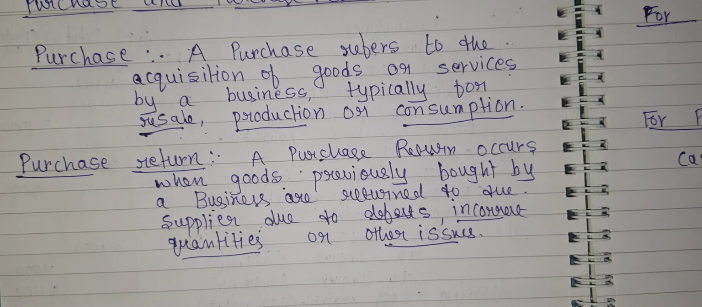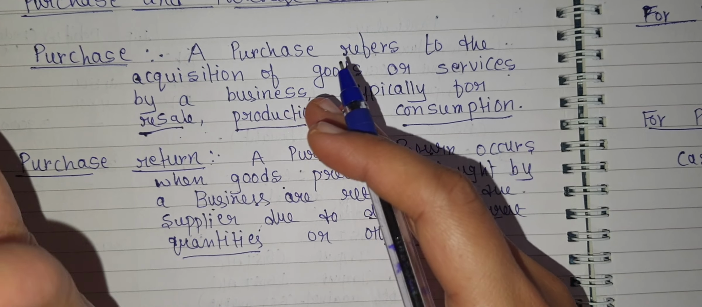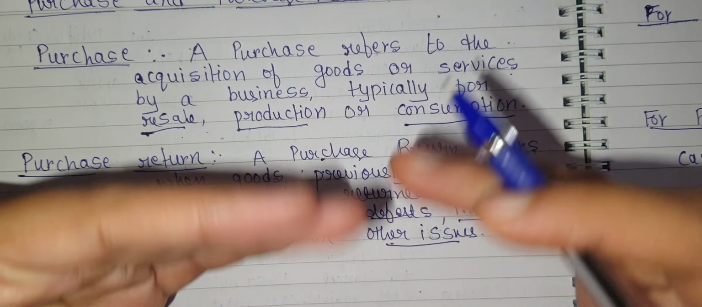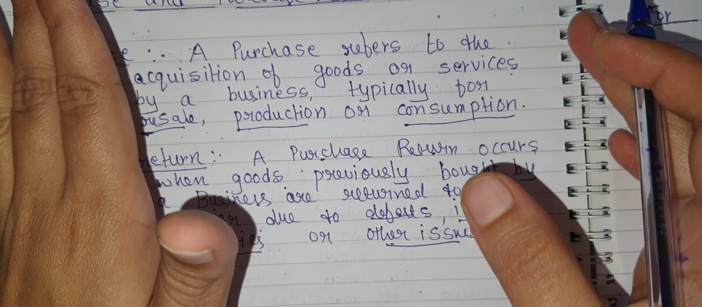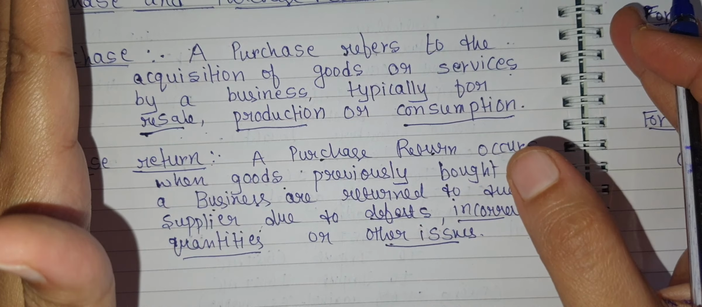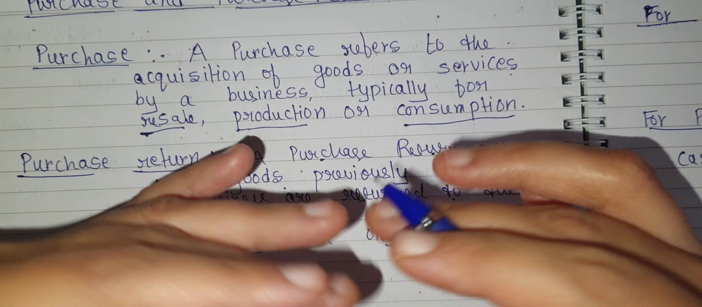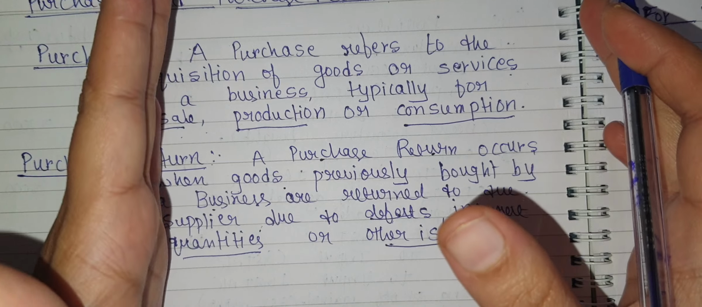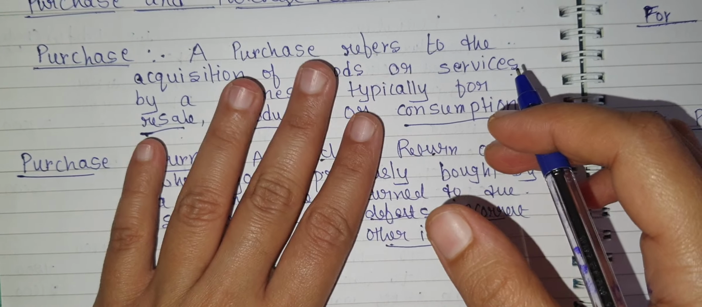Here, see, when you buy goods from the supplier and later discover that some or all of the goods are defective, damaged or not as per your requirements, then what will you do? You return those goods to the supplier. This process is called purchase return or return outwards.